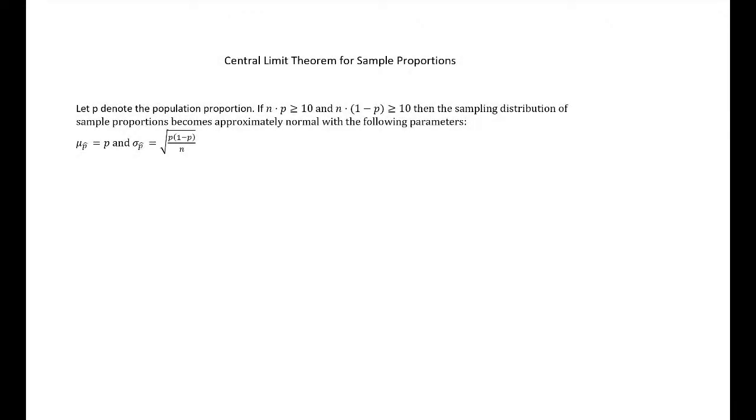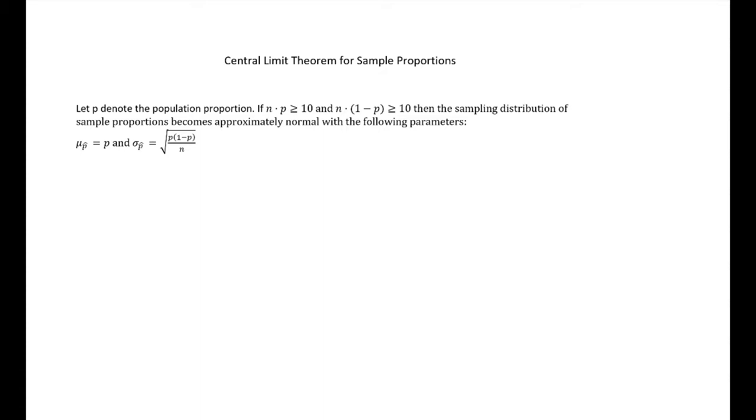Okay, in this video, I wanted to go over the central limit theorem for sample proportions. So here's the theorem. Let P denote a population proportion. Proportion is just another word for percentage. And if N times P, so your sample size times P, is greater than or equal to 10, and if N times 1 minus P is greater than or equal to 10, then it turns out that the sampling distribution of the sample proportions becomes approximately normal with the following parameters.